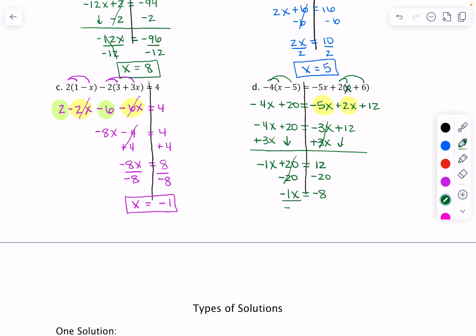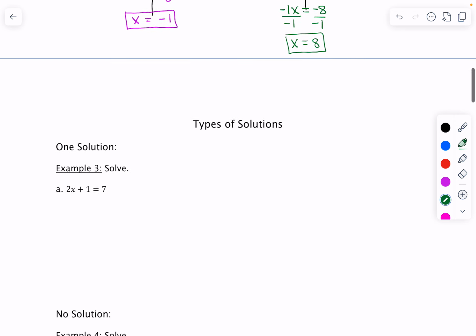So keeping going, I divide both sides by -1, and I get that x equals +8. Okay. So that's distributing both sides, same side, etc., how we deal with that and how we distribute.